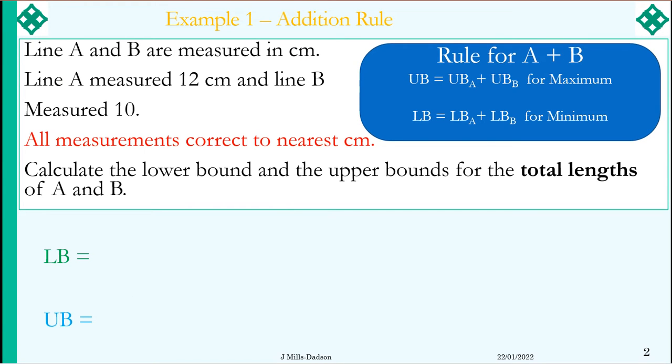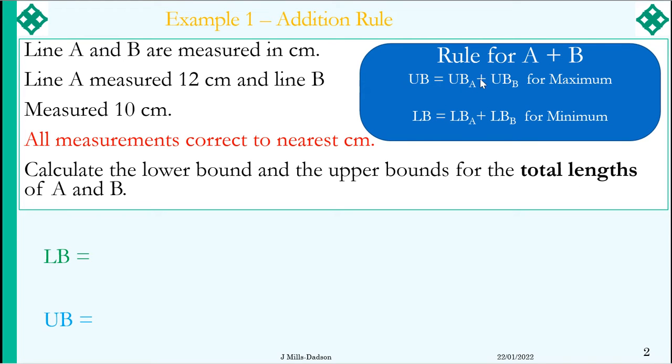How do we add two numbers using bounds? Lines A and B are measured in centimeters. Line A measured 12 cm and line B 10 cm. All measurements are correct to the nearest centimeter. Calculate the lower bound and the upper bound of the total length of A and B. So here we are supposed to add.